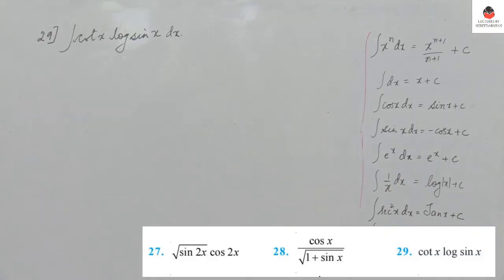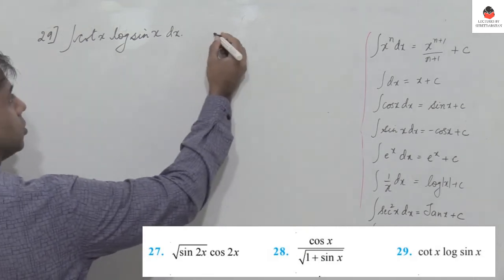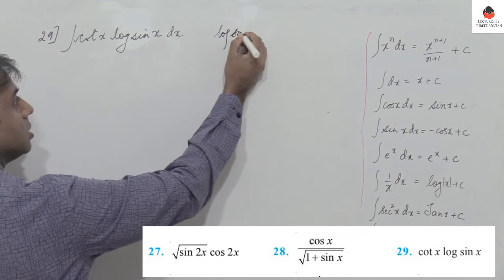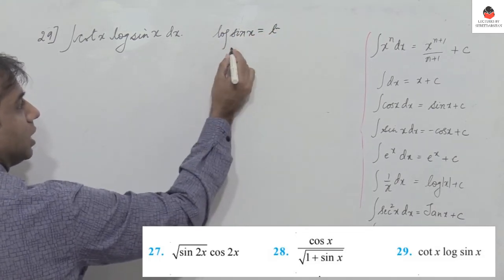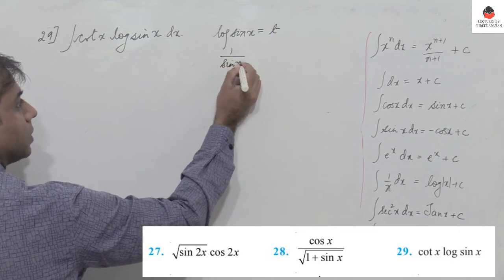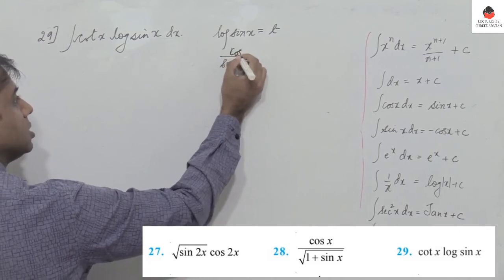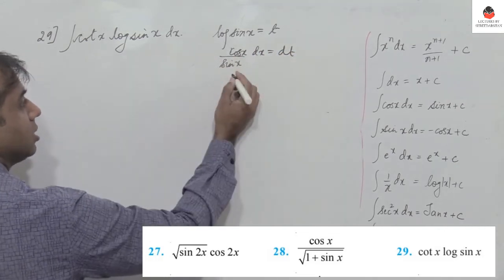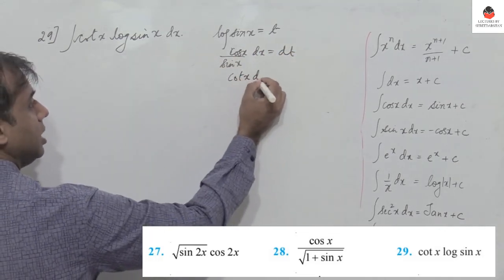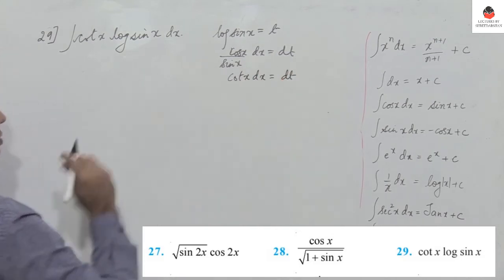So you have integral cot x log sin x dx. Now if I substitute log sin x as t, so if I differentiate this, log of sin x is 1 by sin x into differential of sin x is cos x dx equals dt. So what is cos by sin? It is cot. So cot x dx equals dt, right?